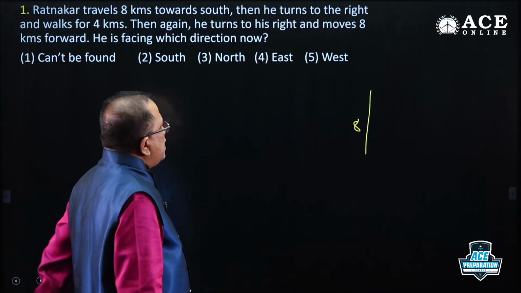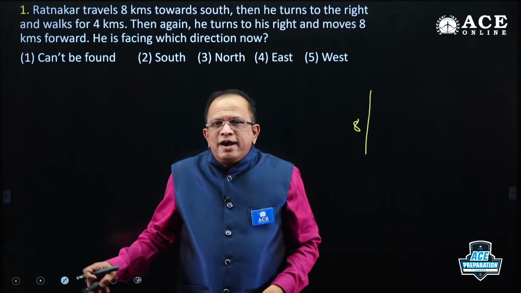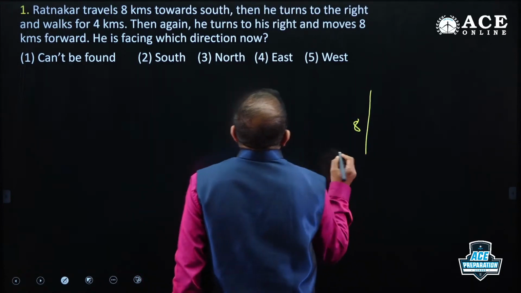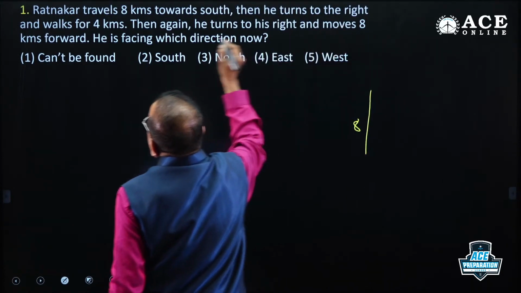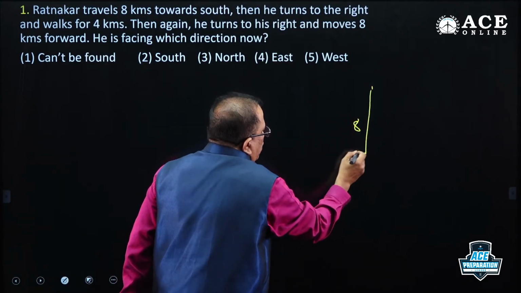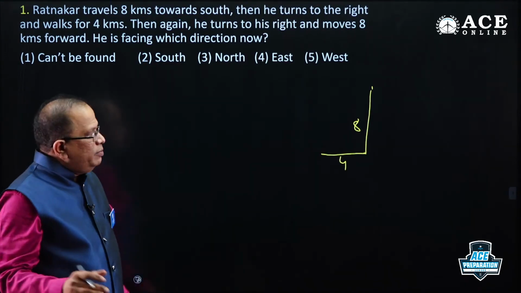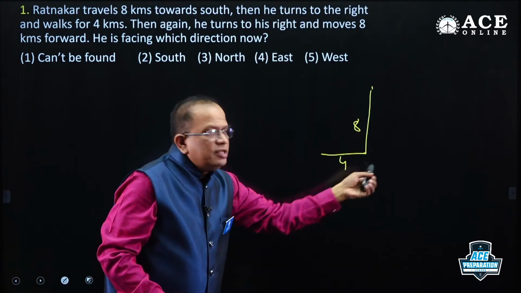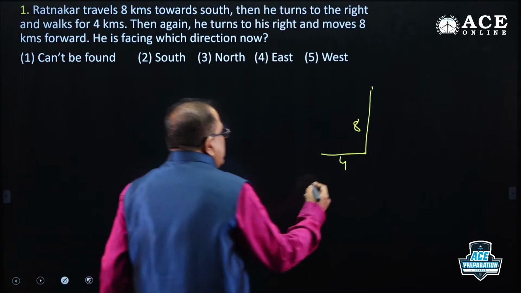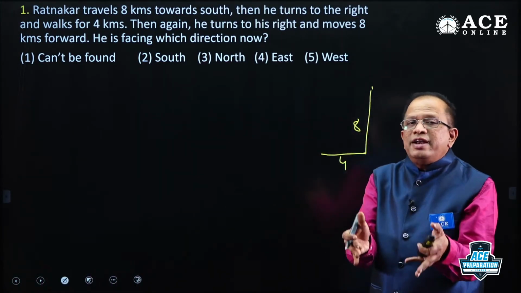Then he turns to the right. When someone is coming from north to south, right turn. Now I aligned myself, so this is the right turn. To the right and walks for 4 kilometers. So this is 8, and 4 must be approximately half of 8. This line must be approximately half of this line. 4 is exactly half of 8. Next, this person is in this direction. Always, directional movement becomes the critical point.